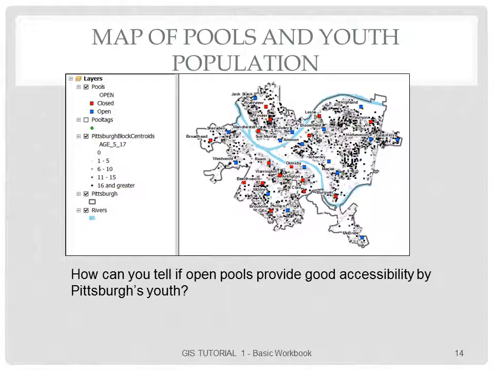Here's a map of pools and youth population. How can you tell if open pools provide good accessibility by Pittsburgh's youth? In this map, the blue pools are the open pools and the red pools are the closed pools.